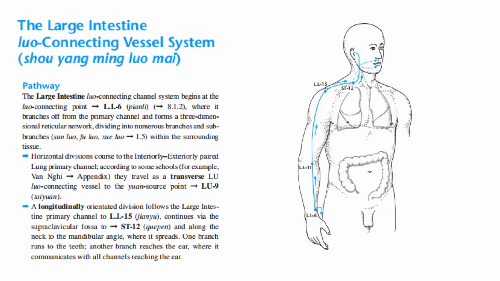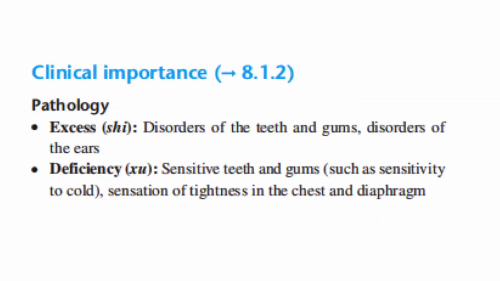A longitudinally orientated division follows the large intestine primary channel to LI15, continues via the supraclavicular fossa to stomach 12, and along the neck to the mandibular angle where it spreads. One branch runs to the teeth, another branch reaches the ear, where it communicates with all channels reaching the ear.